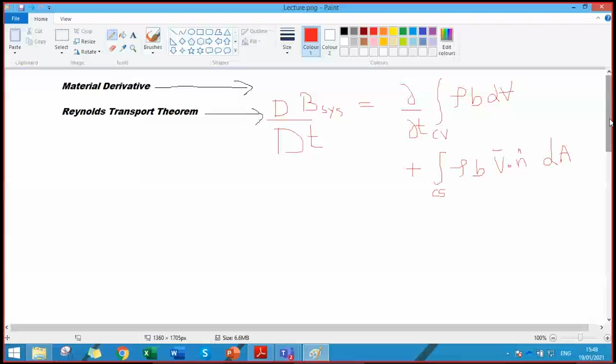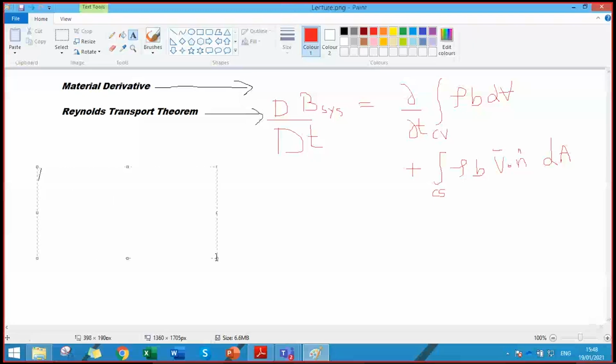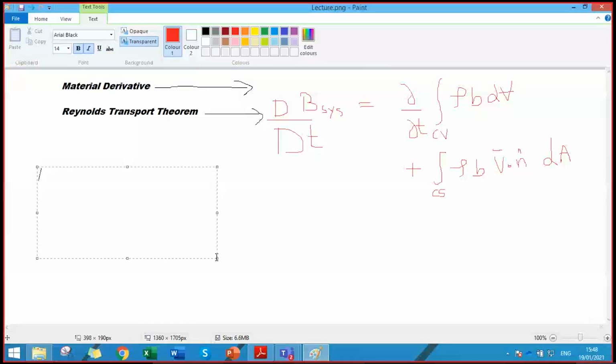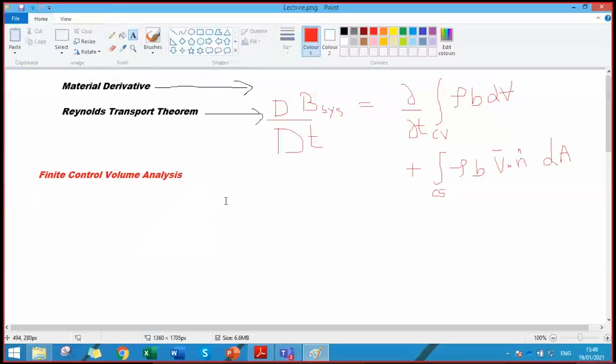Yes sir. So today we are going to start chapter number 5, which is the finite control volume analysis, and that chapter is wholly and solely based on the understanding of the Reynolds transport theorem. So we'll be discussing the finite control volume analysis. And this is wholly and solely based on this Reynolds transport theorem.